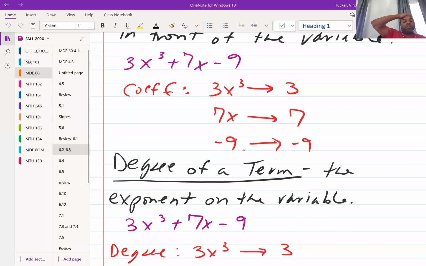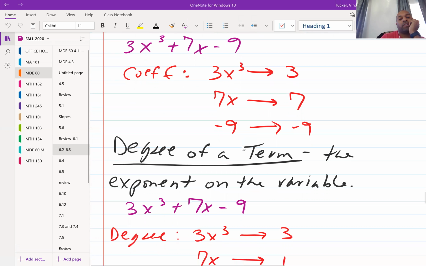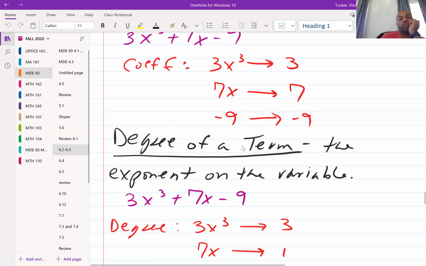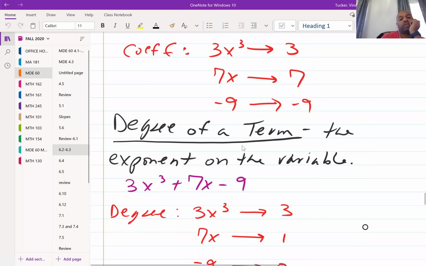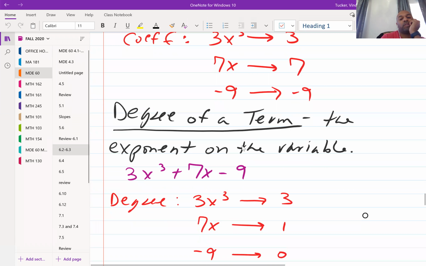All right, the degree of the term is the exponent on the variable. So looking at 3x cubed, the degree is 3. 7x, the degree is 1. And then for negative 9, the degree is 0.